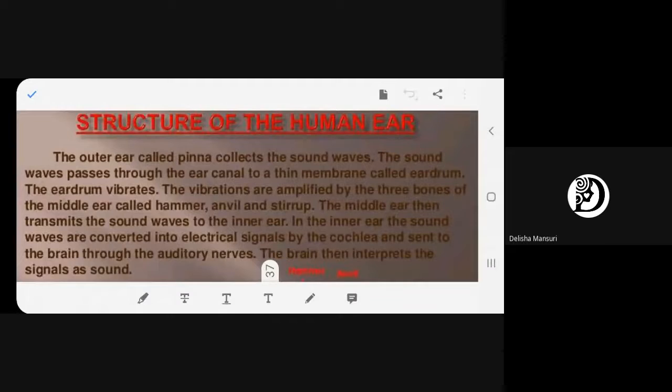In the inner ear, the sound waves are converted into electrical signals by the cochlea and sent to the brain through the auditory nerves. The brain then interprets the signals as sound. So, understood? More detail in this slide.